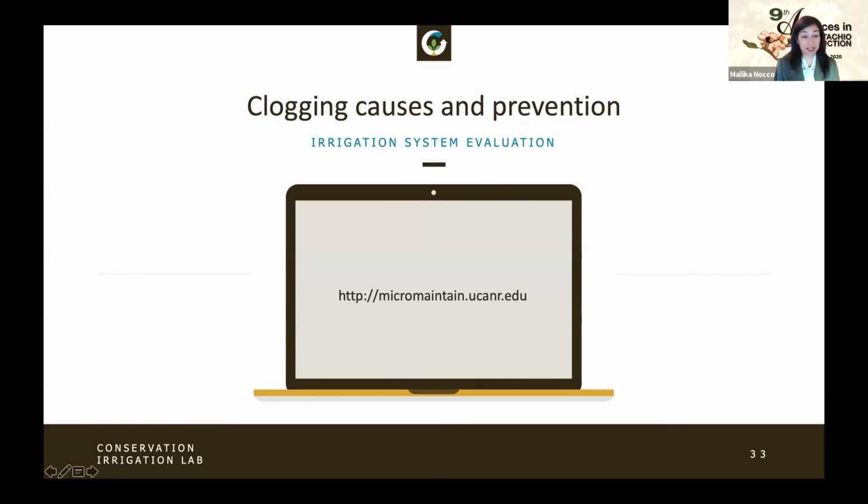Same here, clogging causes and prevention. When you're in that moment, you need to look at some pictures. This is another really great resource to have, put it on your phone as a bookmark if you're trying to fix a clog or think through a clog.